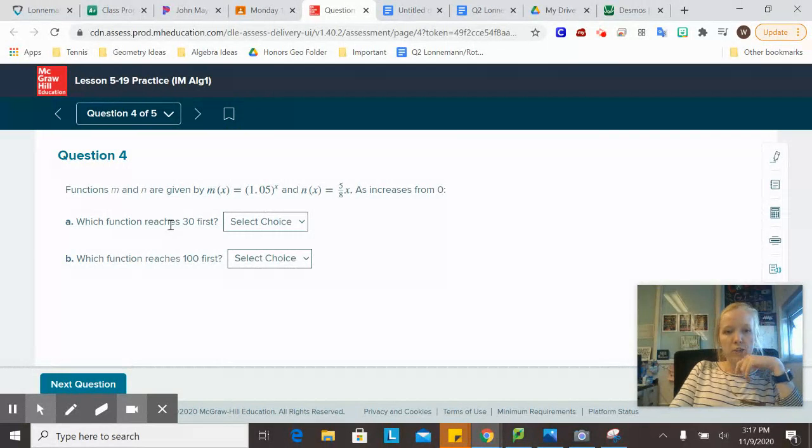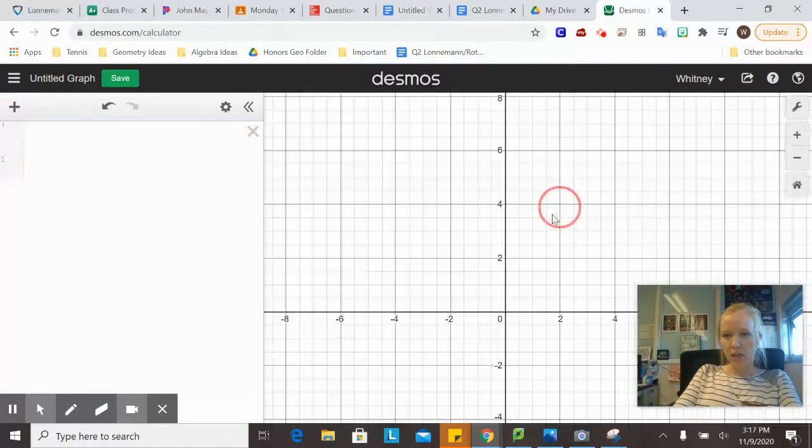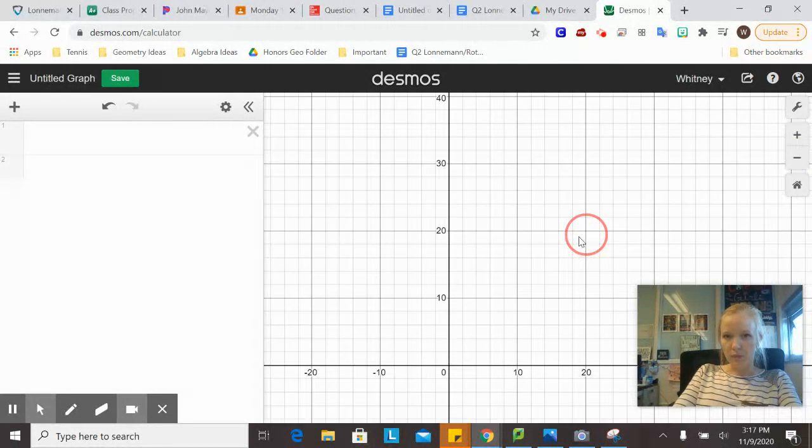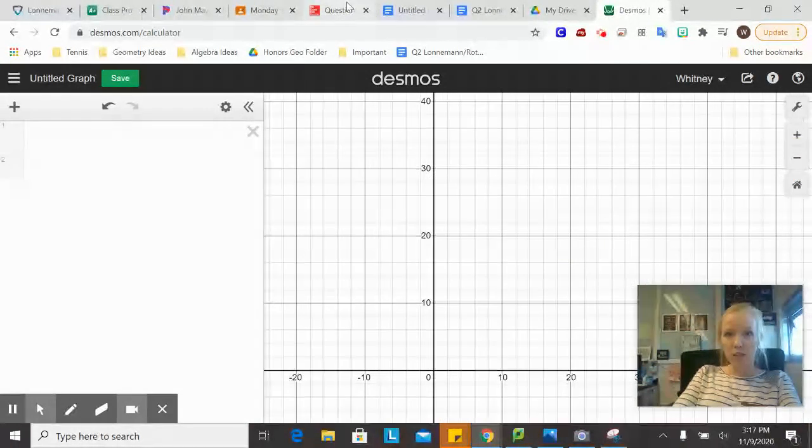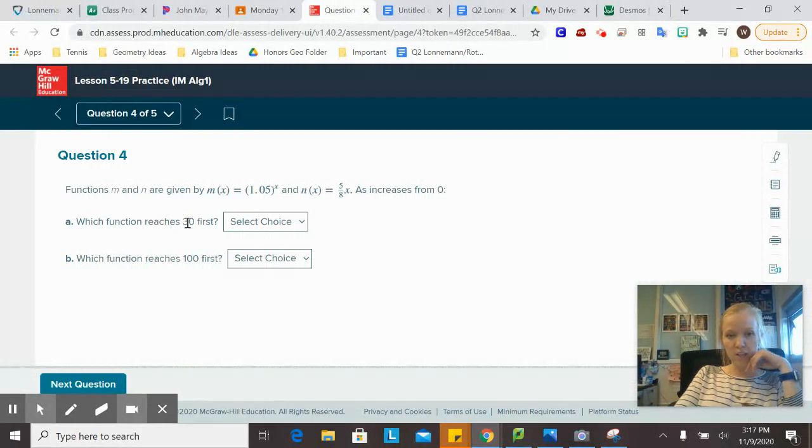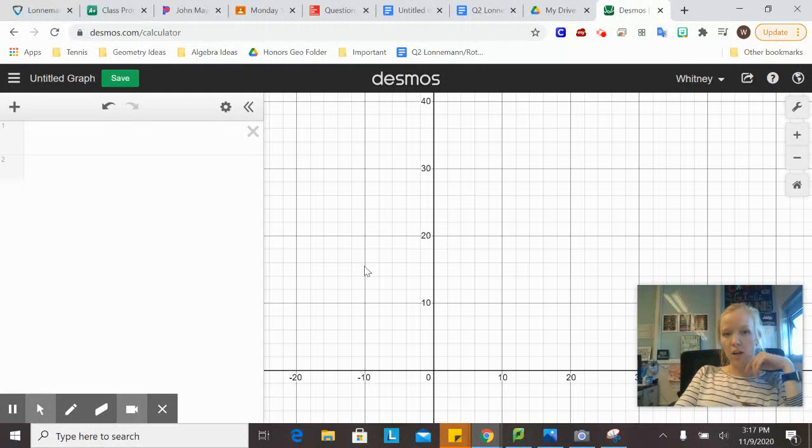Question 4, which function reaches 30 first? Which function reaches 100 first? What I want you to do on this is actually graph them. So I would come back to Desmos, and I would graph both m of x and n of x. And what you're looking for, you might have to zoom out on here, because we are looking for a y value of 30. That's what it says when it reaches 30 first. So on the y-axis, you want to look to see of the 2 functions that you graphed, which one is going to hit the 30 mark first. That's going to be closest to the y-axis.